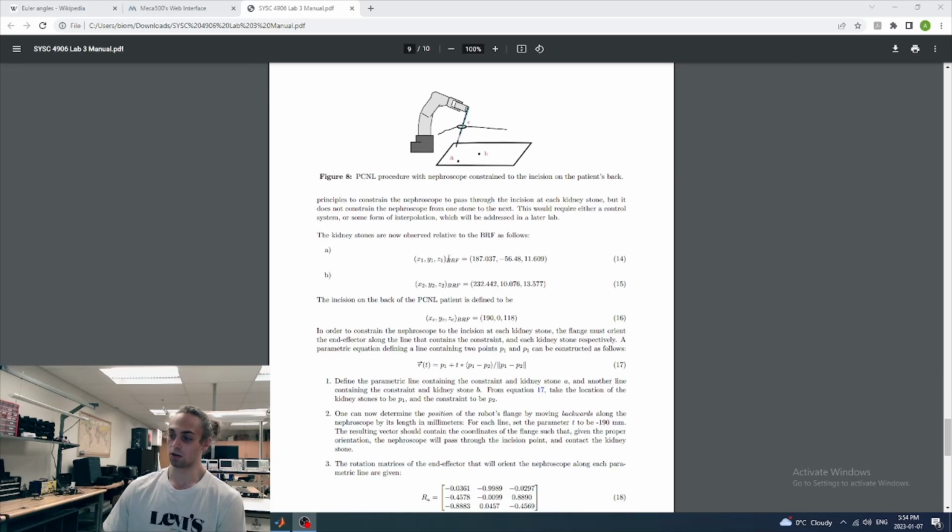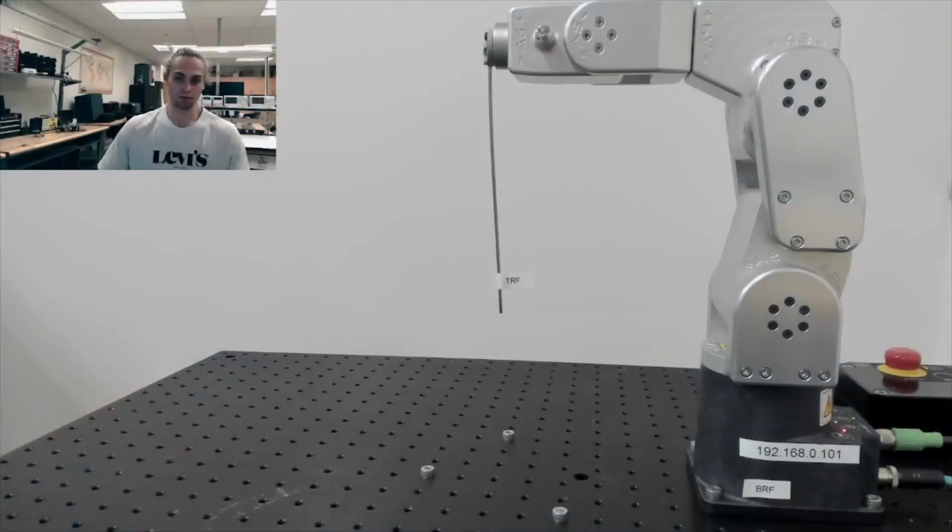So we've got our two stones relative to the base reference frame, here and here. Those are points A and B. And then we've got a constraint at 190, 0, and 118. And that's pretty much right at the tip of the robot.